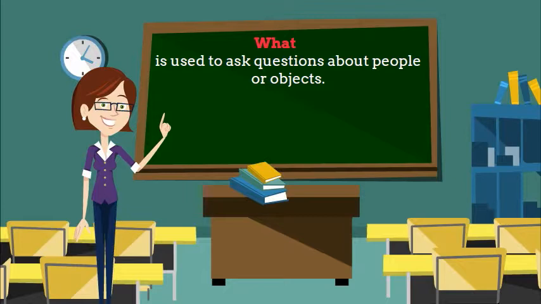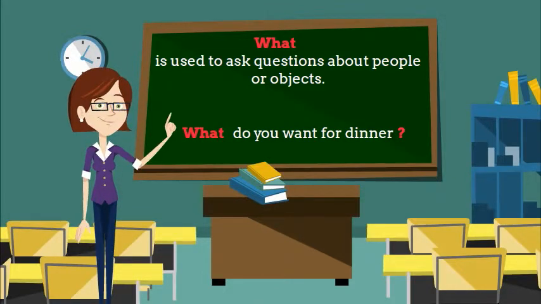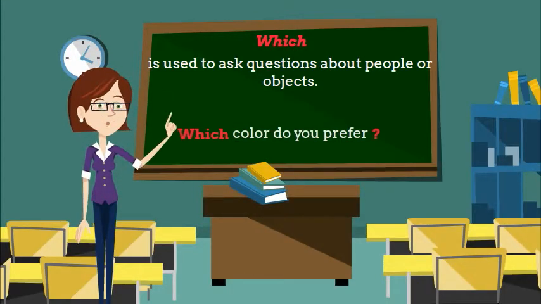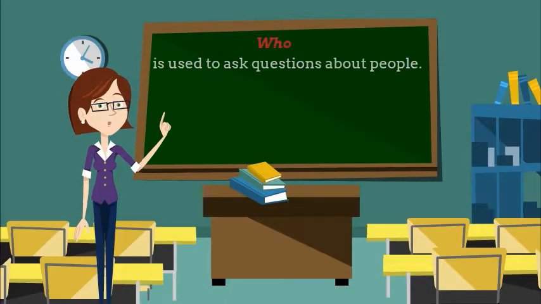What is used to ask questions about people or objects. For example, what do you want for dinner? Which is used to ask questions about people or objects. Which color do you prefer? Who is used to ask questions about people.